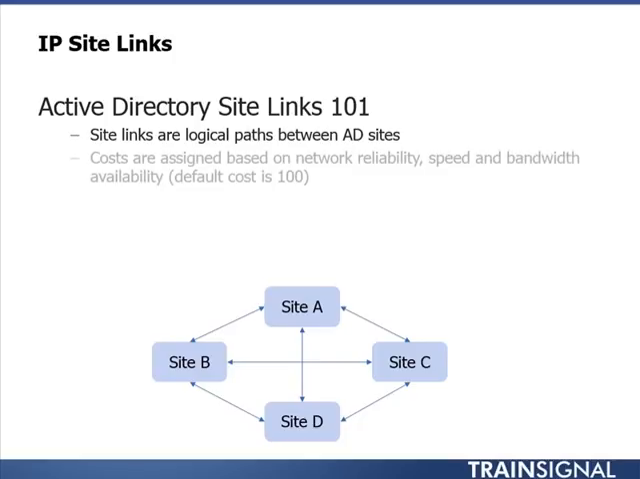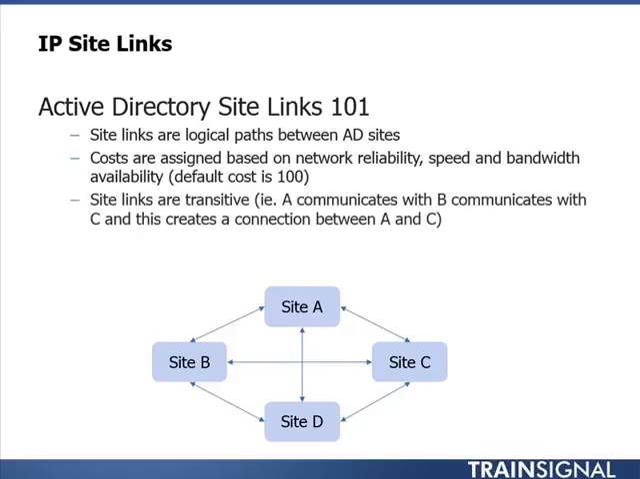So when we look at this, costs are basically assigned to each of the connections, and it's based on network reliability, speed, and bandwidth availability. The default cost is 100. Site links are transitive. So if Site A communicates with Site B and Site B communicates with C, this would create a connection between A and C as well. So the site links are transitive between all of the different sites.